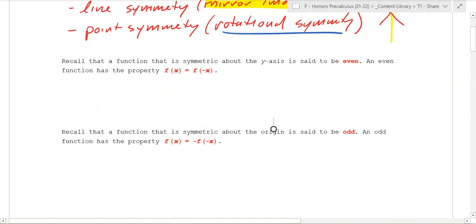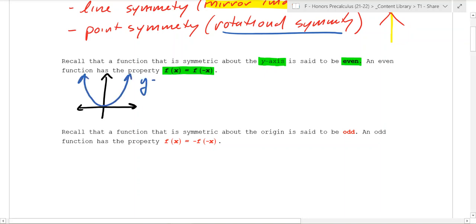So we're going to recall that something is symmetric about the y-axis if it has this property, and we also call it an even function. So symmetric across the y-axis is this line symmetry. So if, let's say, we had y equals x squared, this blue graph right here, that is symmetric across the y-axis, which is right here, because when you plug in negative x, it doesn't change the output value.